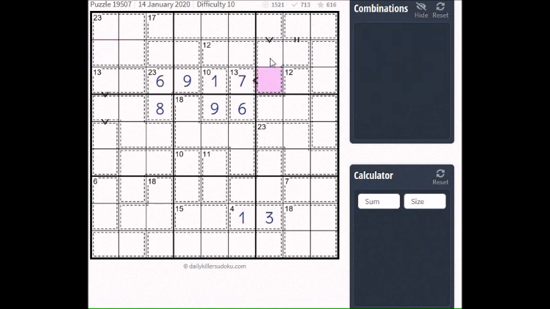If it's 2, then this would be 13, which is not 6 7, not 4 8, not 4 9, and not 5 8. So this would be 4 with 5 and 6 here, and here we would have 2 and 3 as remaining cells.